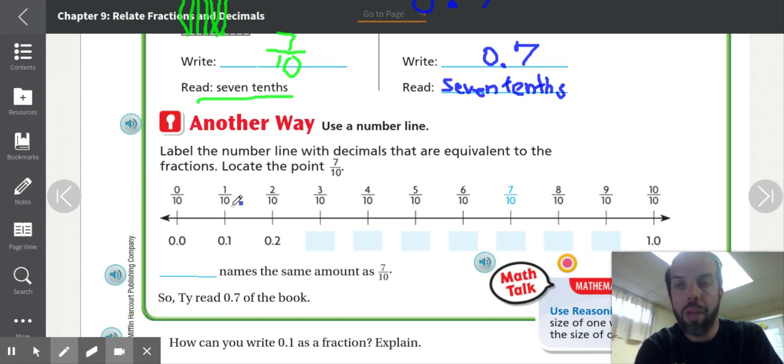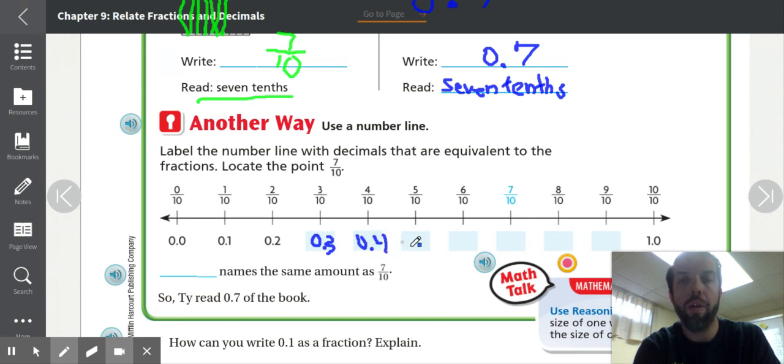My next one, I have 1/10, the unit fraction. And then down here, I have 0 wholes and 1/10. Now remember, guys, these are equivalent to each other. Fractions and decimals are related. Then I have 2/10 as a fraction, 0 and 2/10 as a decimal. 3/10 as a fraction, and I'm going to put my 3/10 as a decimal. So it would be 0 and 3.